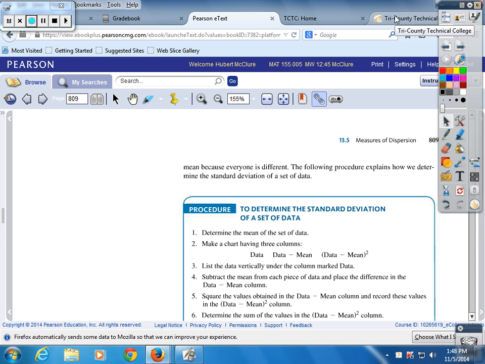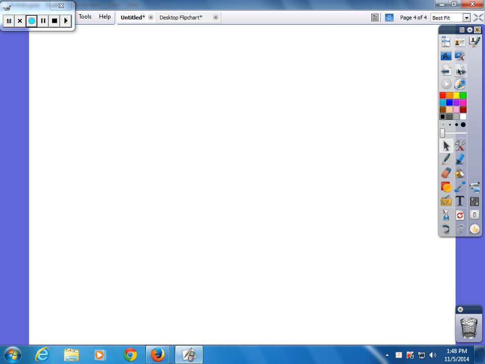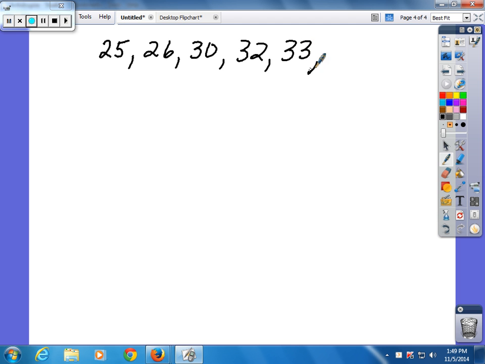So, we talked about range, mid-range. So let's talk about what we're going to be able to get before we get to 13.5. Let's say we've got a data set of 7: 25, 26, 30, 32, 33, 35, how many is that? 1, 2, 3, 4, 5, 6, and 40.